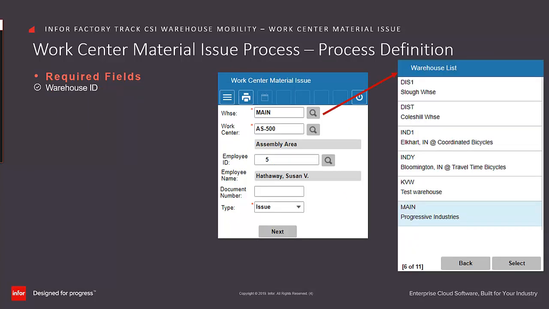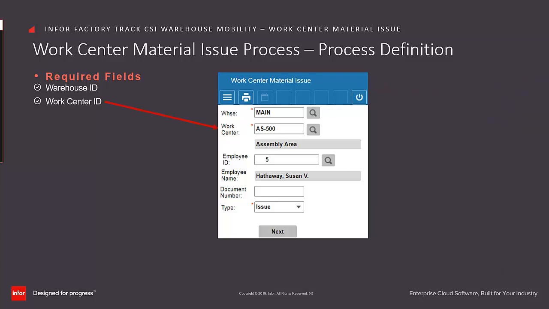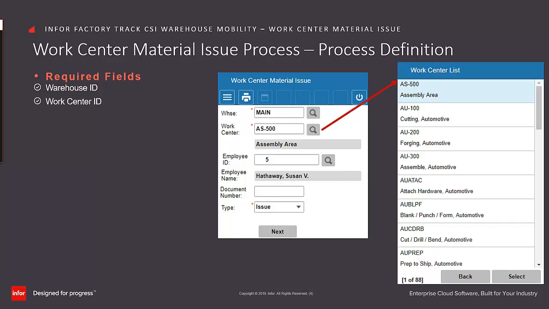We enter, scan or search and select from the warehouse list for the warehouse ID where the items are located. This can also be defaulted to the user's warehouse based on the configuration setting on the Transaction Set Maintenance form. You enter, scan or search and select the Work Centre ID from which you are issuing the materials.